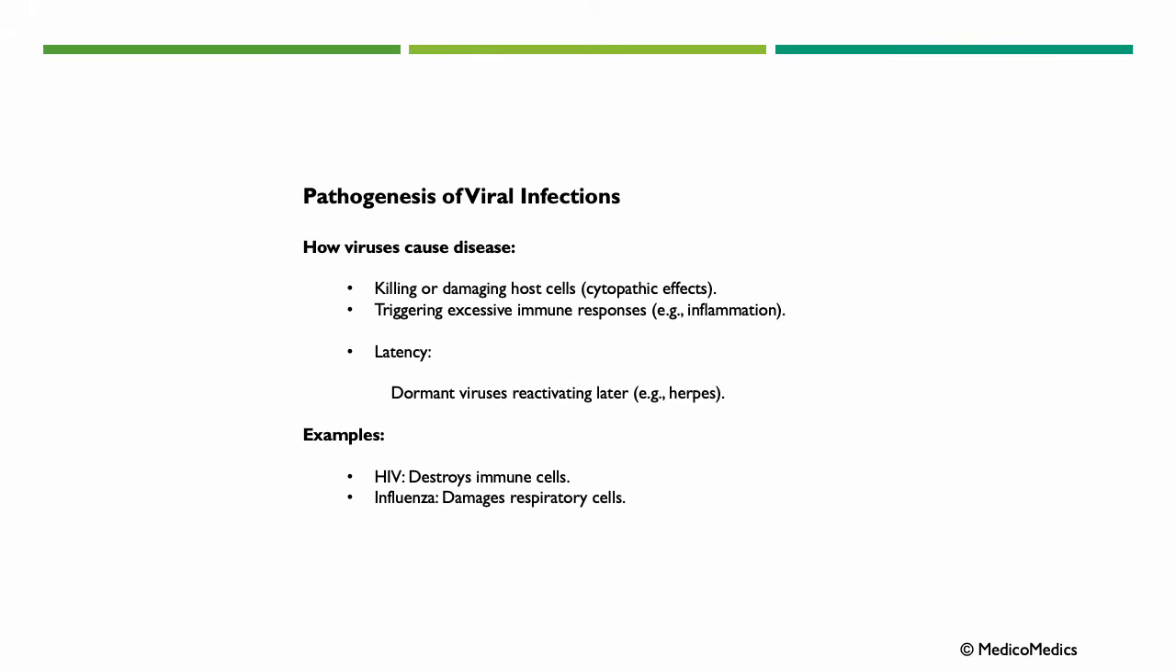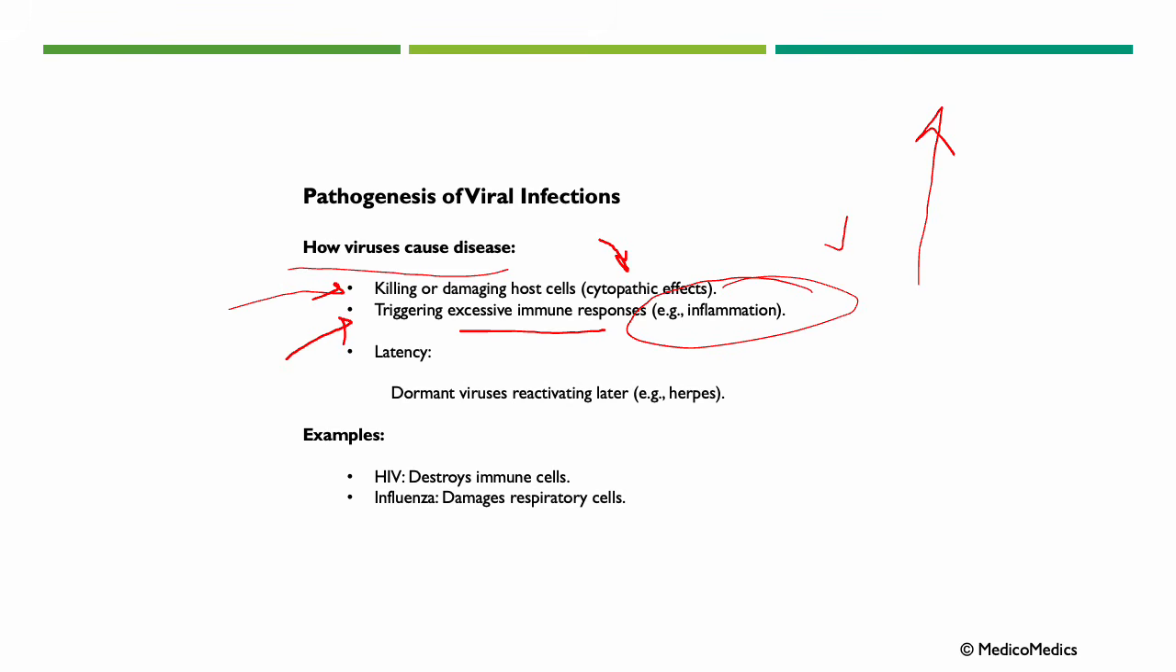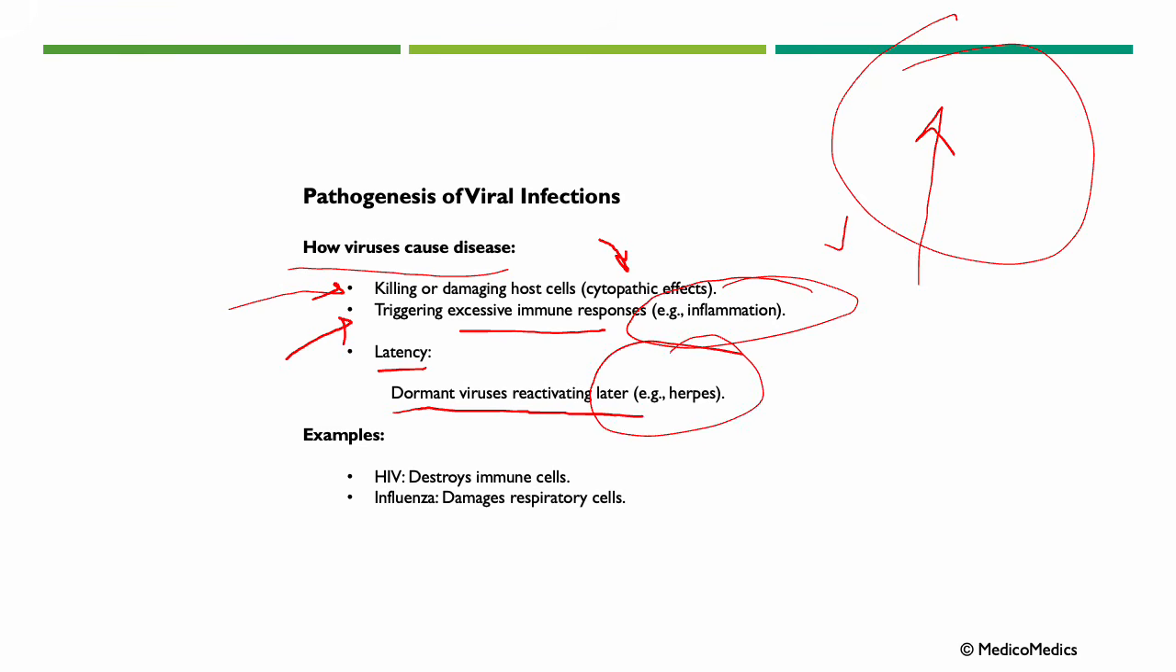Now, what is the pathogenesis of viral infections? So, how viruses may cause disease, either killing or damaging host cells. This is called cytopathic effects. Another way is triggering excessive immune responses, so inflammation. And even though inflammation is fundamentally a good thing, if it's too prolonged, too excessive, it may actually start causing damage. And we have latency among viruses. So we have dormant viruses that reactivate later, like, for example, herpes. So you get it, and then it's quiet for a long time, and then it activates.